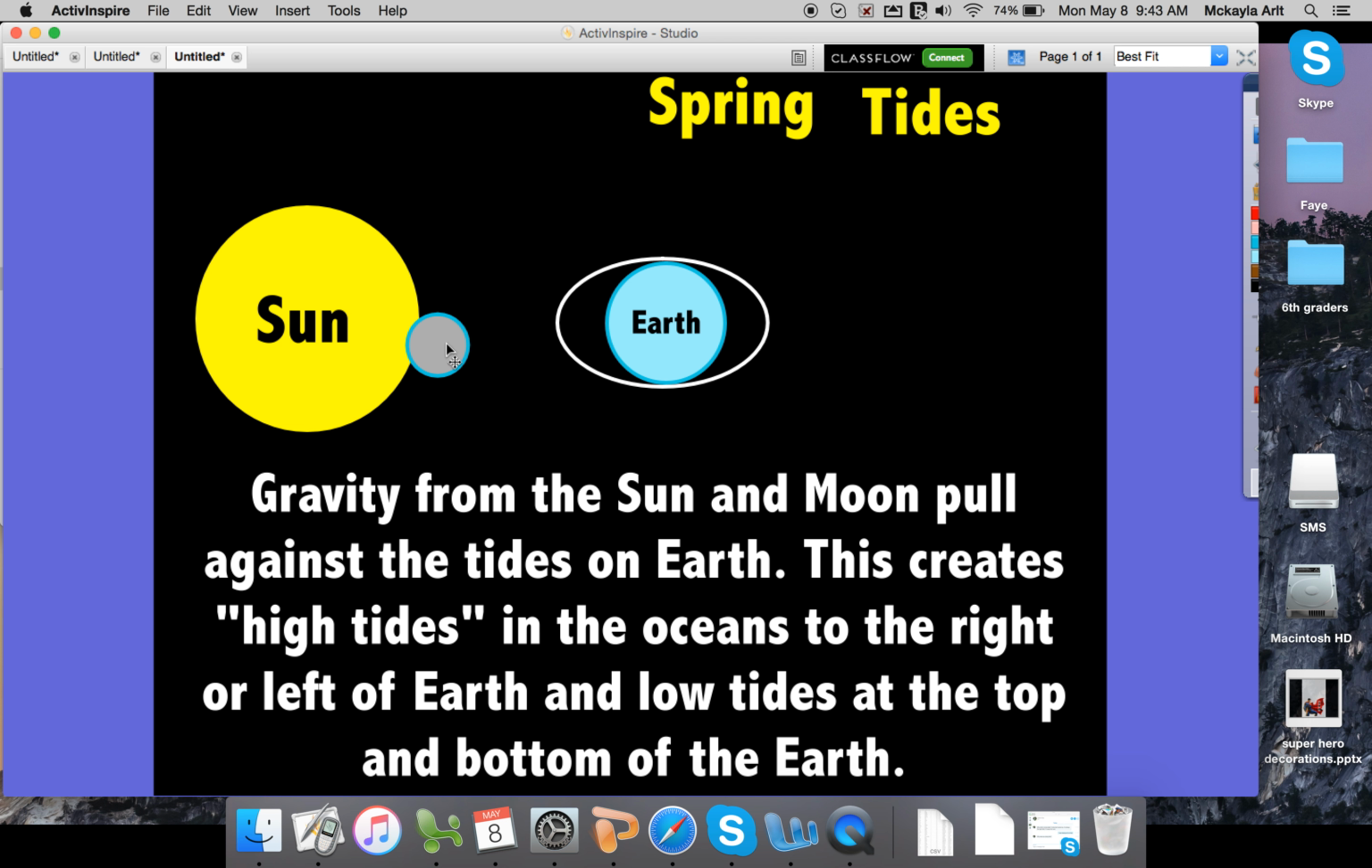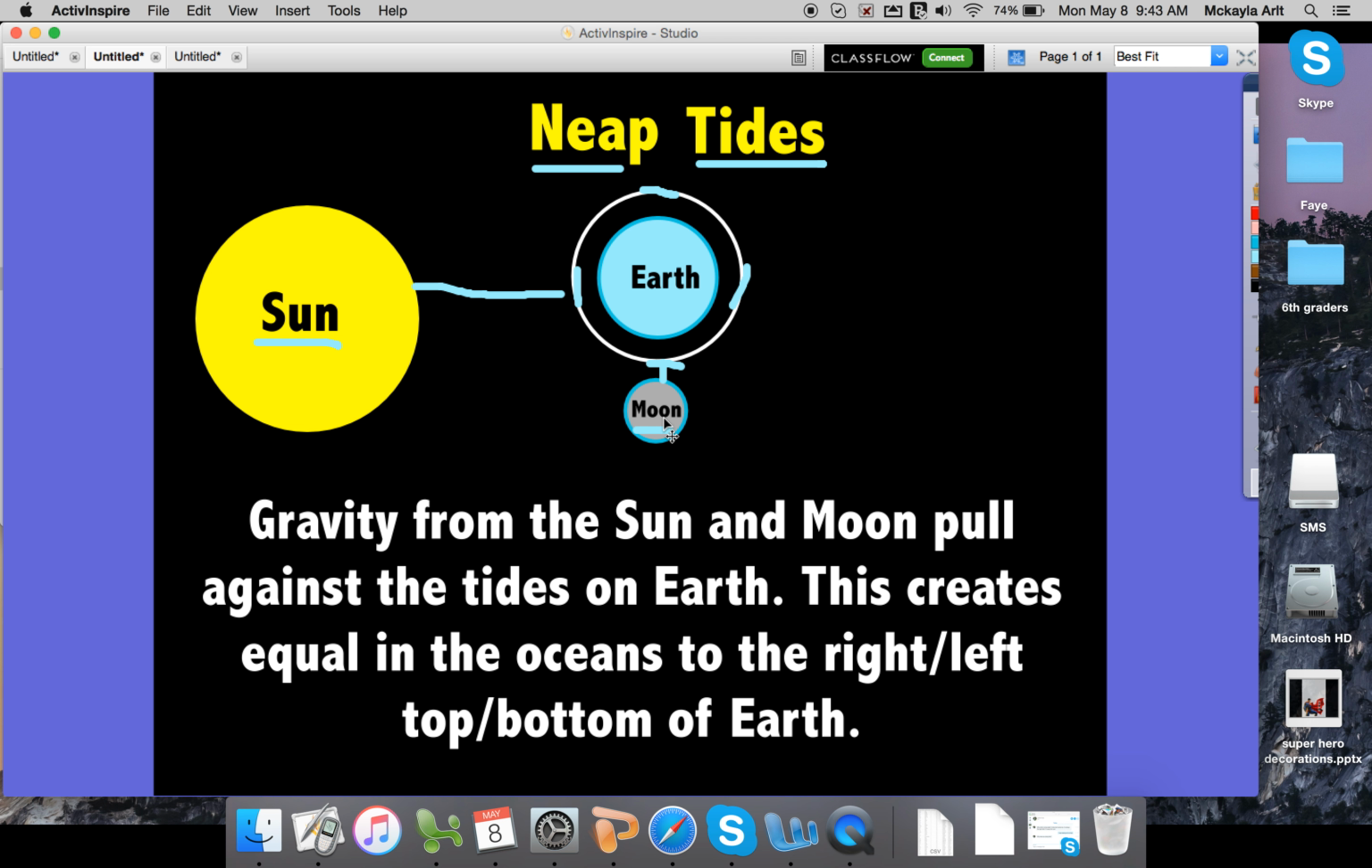Now the moon can be here. The moon can be here, or it can be on this side. Because if the moon's on this side, the gravity from the moon will still pull, the gravity from the sun will still pull, so it works out both ways. That is called a spring tide. So a neap tide, the moon can be here, or it can be here, both sides.